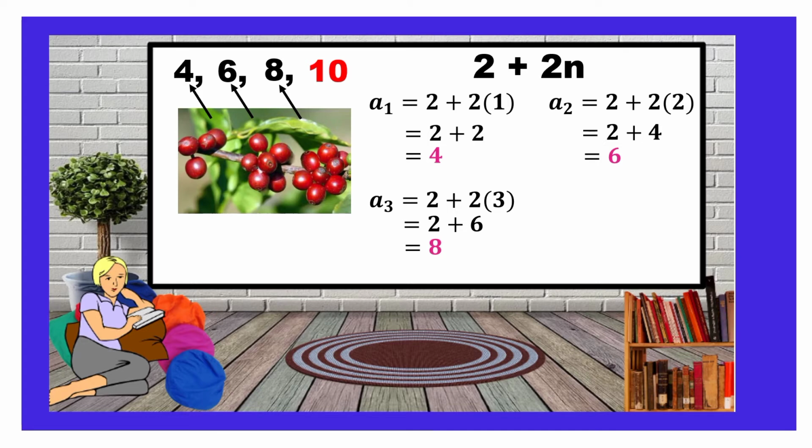And if n is equal to 4, we now have 2 plus 2 times 4. But since 2 times 4 is equal to 8, then we have 2 plus 8 equals 10. So 10 is our fourth term. There you have it. A sub n, or the nth term of the coffee bean sequence, is defined as 2 plus 2n.